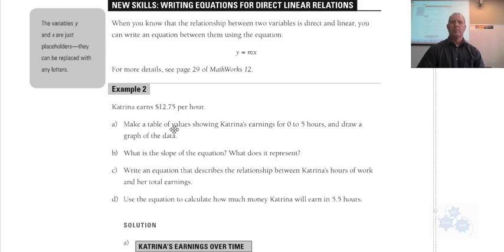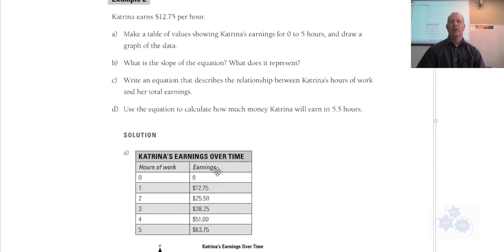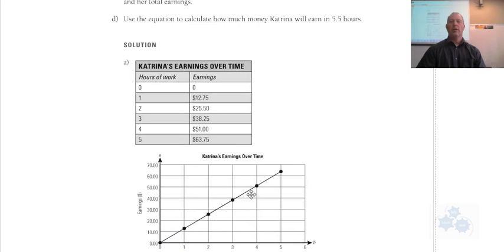So example 2, Katrina earns $12.75 per hour. Make a table of values showing Katrina's earnings for 0 to 5 hours. So you don't have to do this. We'll just look at the solutions here. So 0 hours, she makes nothing. She works nothing, she makes nothing. But if she works 1 hour, she makes $12.75. 2 hours, it's 2 times $12.75. 3 hours is 3 times $12.75 right here. 4 times $12.75, 5 times $12.75. Okay, so we can draw this equation.